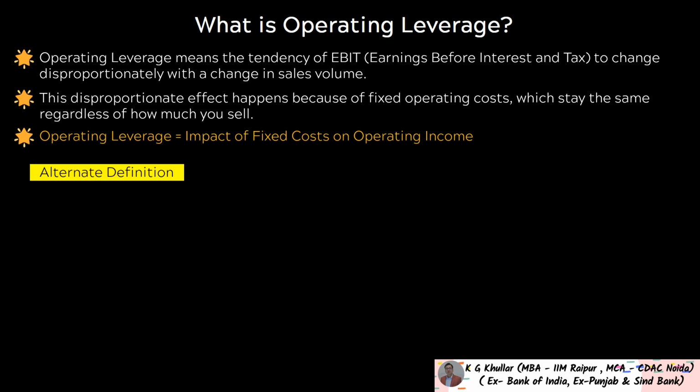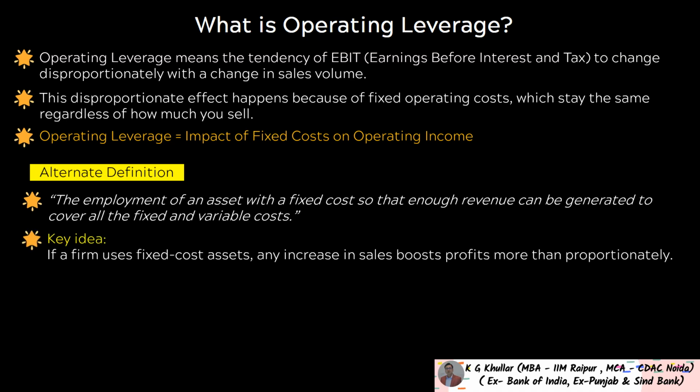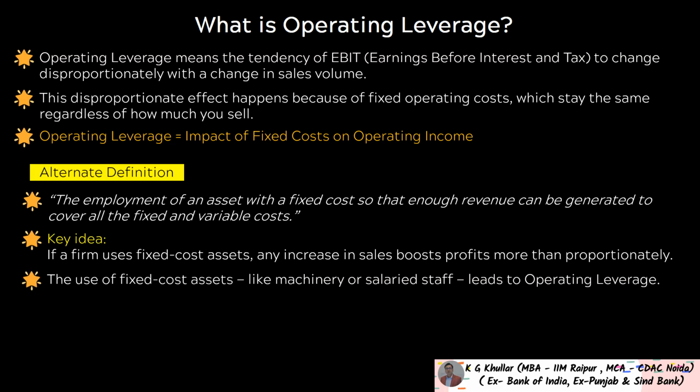Now friends, operating leverage may also be defined as the employment of an asset with a fixed cost so that enough revenue can be generated to cover all the fixed and variable cost. So the key idea here is if a firm uses fixed cost asset, any increase in sales boosts profits more than proportionately. So I hope this is clear to you. Please note the use of such fixed cost assets like machinery or staff salary leads to operating leverage.